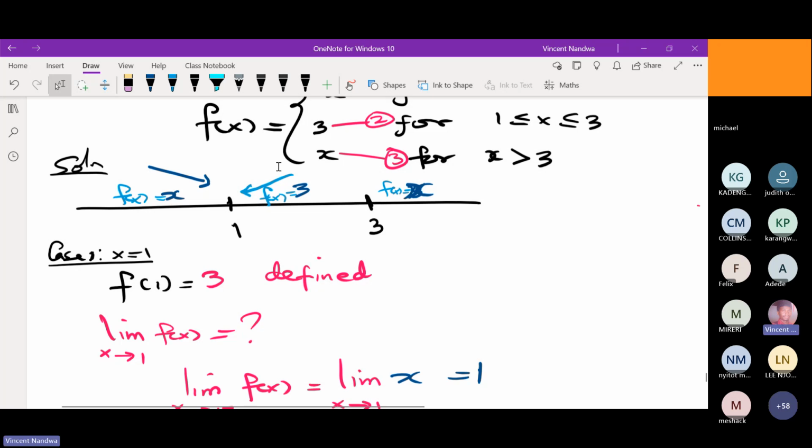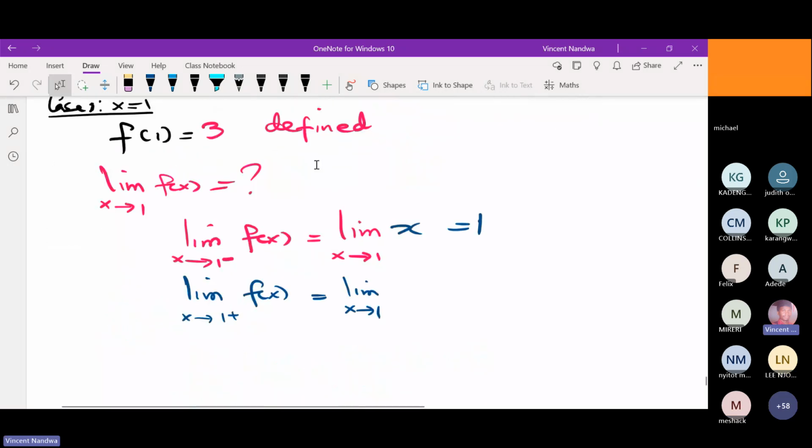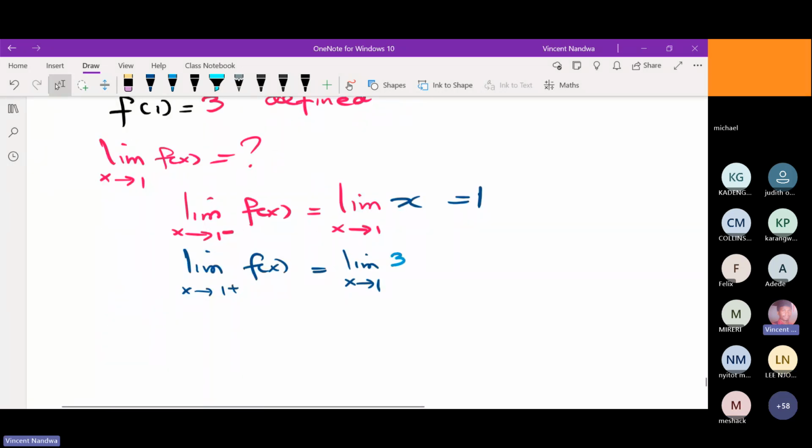The value of f of x is 3. So limit as x approaches 1 of 3. So what will be the answer, or the value of the limit? Limit as x approaches 1 of 3 is 3.